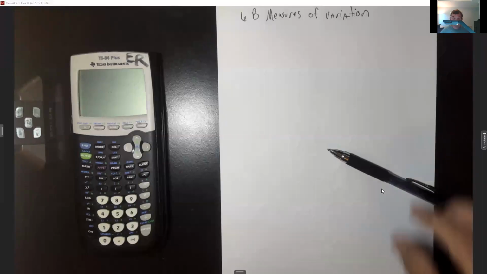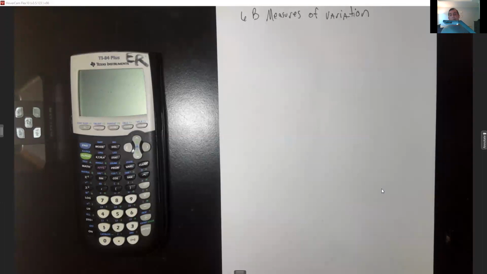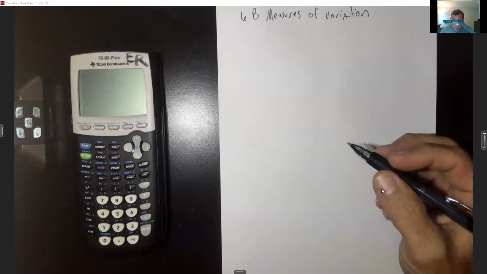All right, so we're going to be looking at 6B, which deals with measures of variation. There's two main things we're going to do tonight. We're going to learn how to make a box and whisker plot, and we're going to learn how to do standard deviation. Now, if you got the support course, I sent a video last night working the 6B support, and it was dealing with finding standard deviation and looking at stuff like that.